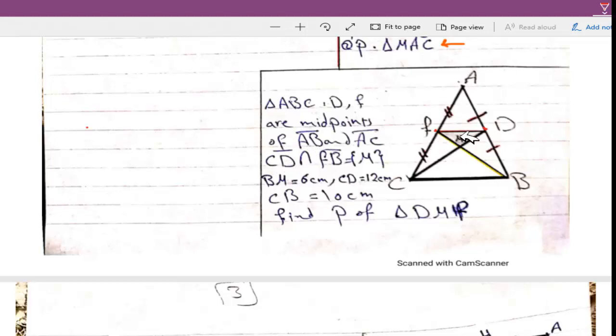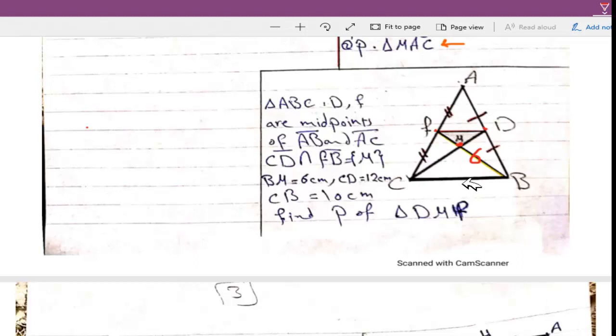CD and FB are medians, and their intersection point is M. Okay, BM equals 6. I will write on the figure to help me to answer it. Your eyes will help you when you see the figure. You can write the proof easily. Okay, so BM equals 6. CD whole median is 12.